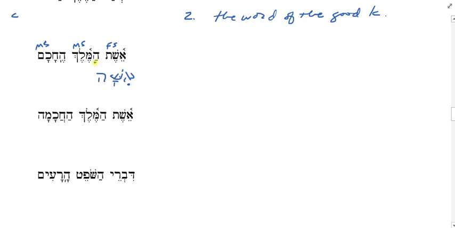That means it must be modifying hamelech, right? Really? Just because it's articular? No, it's because it's masculine singular, right? It's articular because both of these are definite, right? But it's masculine singular because only one of them is masculine singular and it agrees with that one. So it's modifying the king. So how am I going to translate this? It's the wife of the, what's hakam mean? Wise king. Okay? That makes sense? All right.